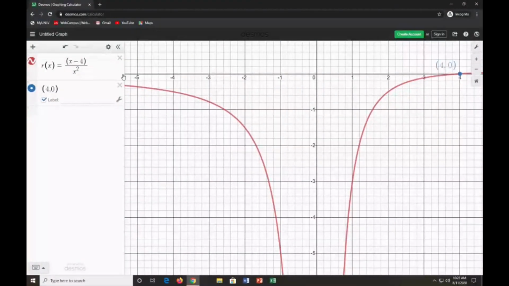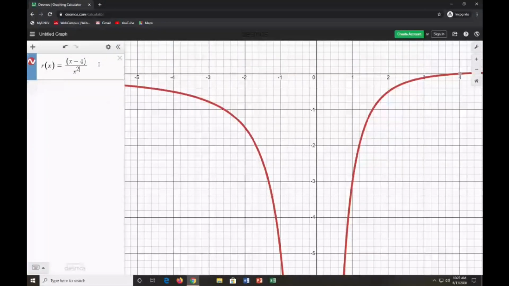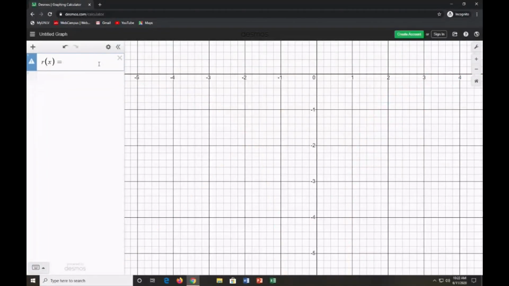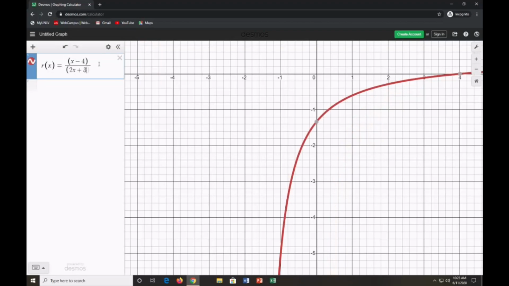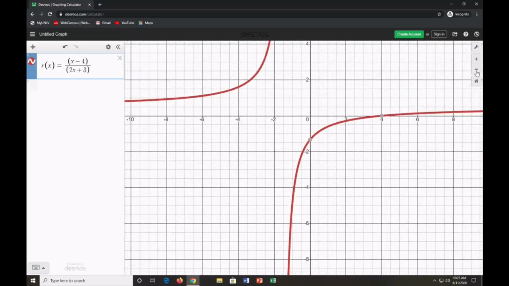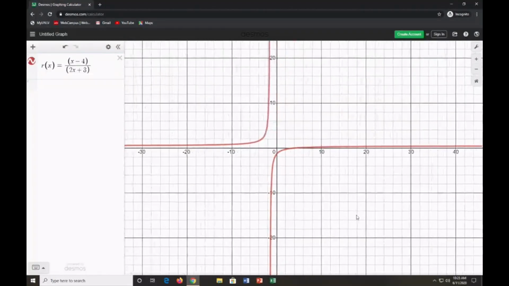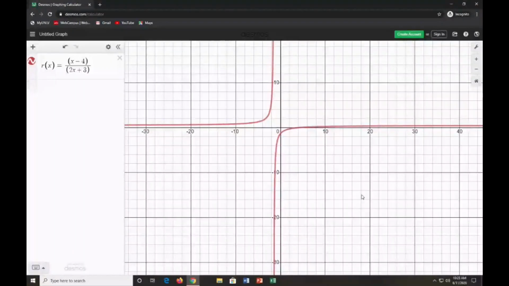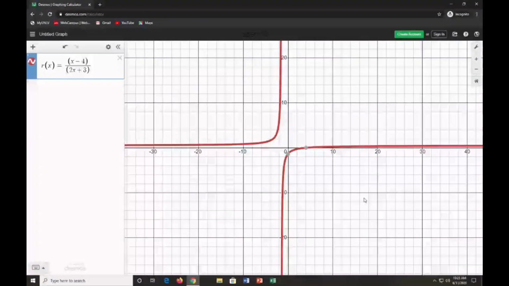So once again, we're back here. Let's delete this. And our example was (x minus 4) divided by (2x plus 3). Okay, so if I zoom out, notice that that's the graph of the rational function that you see on the left here, on top of the screen on the left. This is the graph of that.